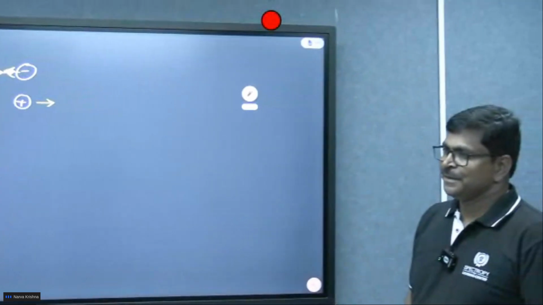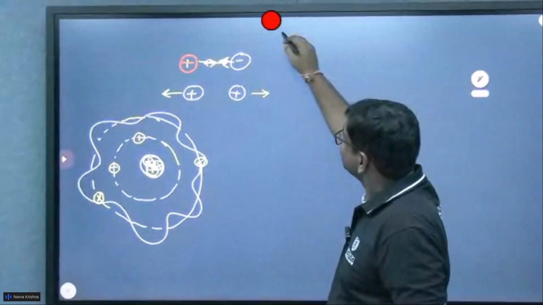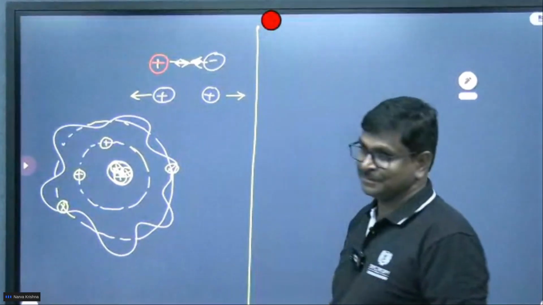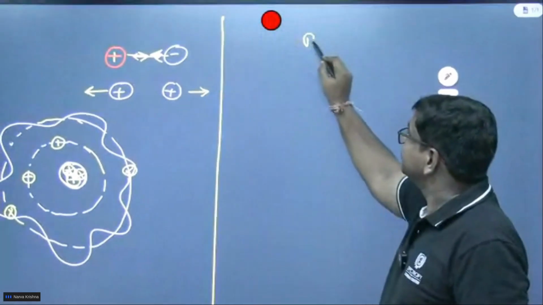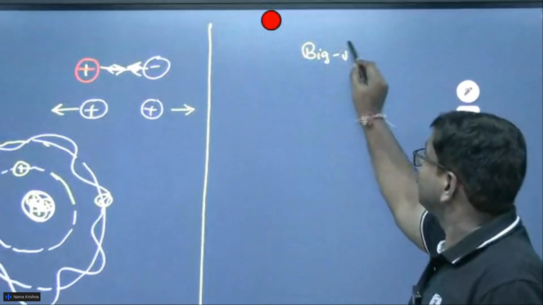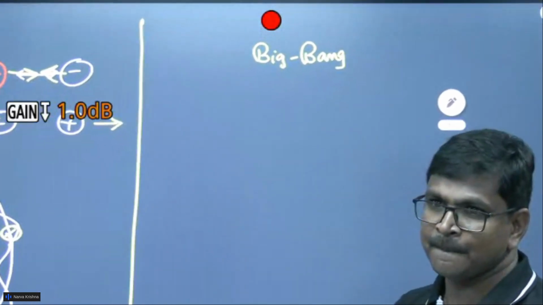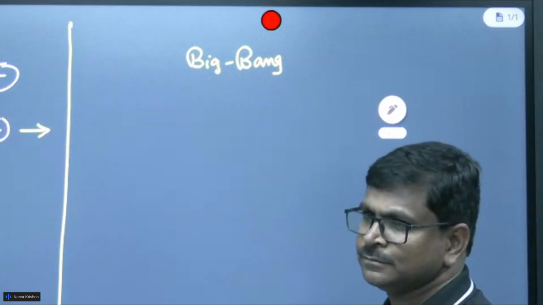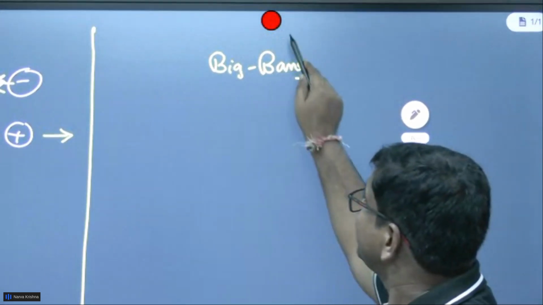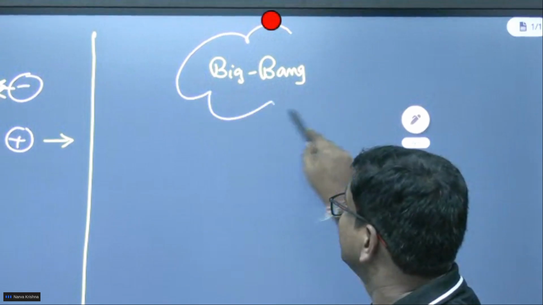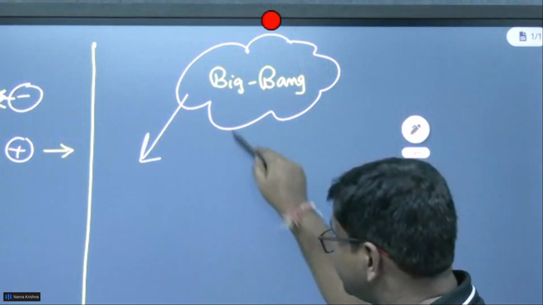Now, let us understand the history behind this. So there was a Big Bang. Do you know Big Bang? Big Bang means a large explosion, which releases a large amount of energy.